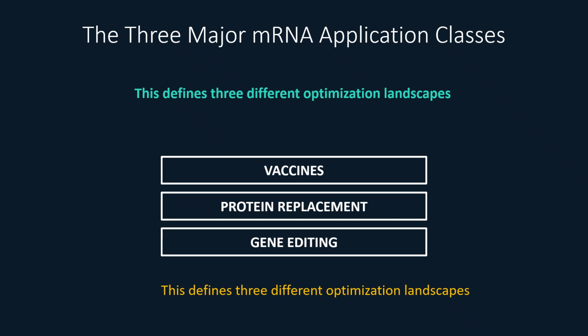Now, when it comes to protein replacement, that's basically the opposite. You are restoring a missing function, so you need stable protein levels over time. I mean, too little, no effect, right? And too much, not good. That may lead to toxicity. So the goal is sustained, predictable expression.